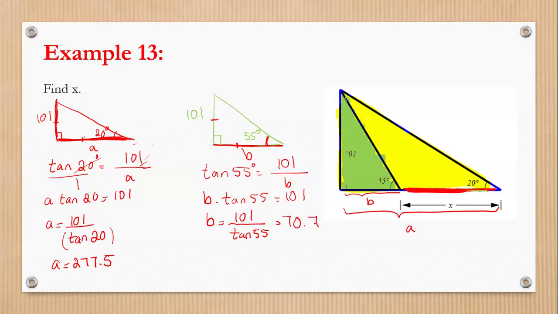The answer is 70.7. Now, if you want to find X, X is the difference between A and B. It means you have to do A minus B. If you subtract these two numbers, 277.5 minus 70.7, the final answer is 206.8. So now you have the X.